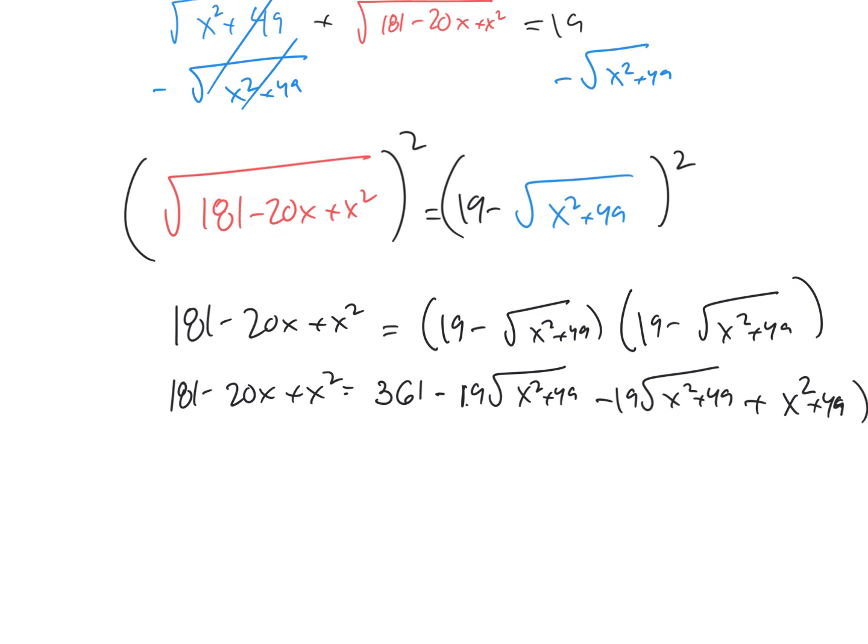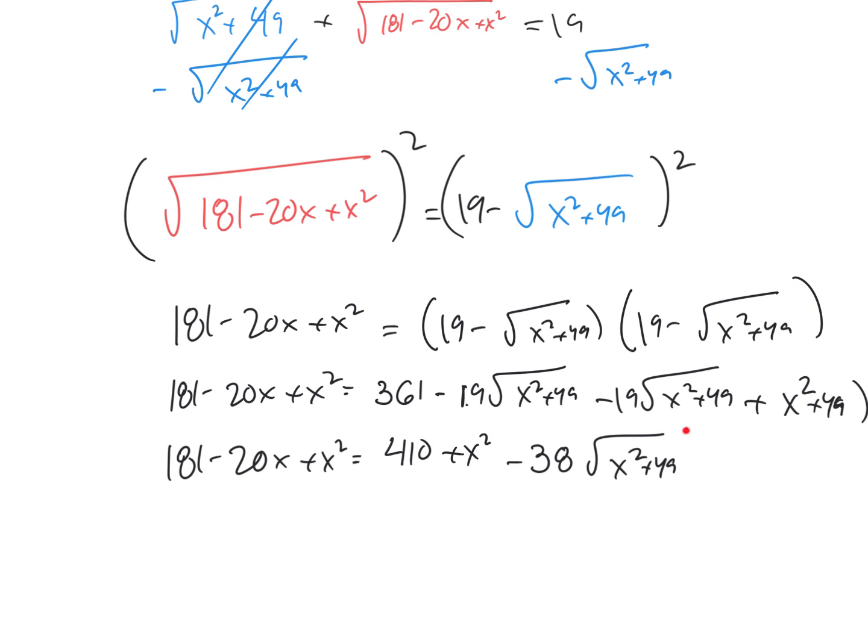Okay, so now let's just simplify. 181 minus 20x plus x squared equals 361. So I have 19 of these square roots. Actually, let's get rid of that 361 because I can simplify that by adding to the 49. So 361 plus 49 is 410. Okay, and then here I'm going to just add that x squared in here, plus x squared. And then here, I have negative 19 of these square roots, and I have another negative 19 of these square roots. So I'm going to have negative 38 square roots of x squared plus 49. Okay, I'm making some progress.